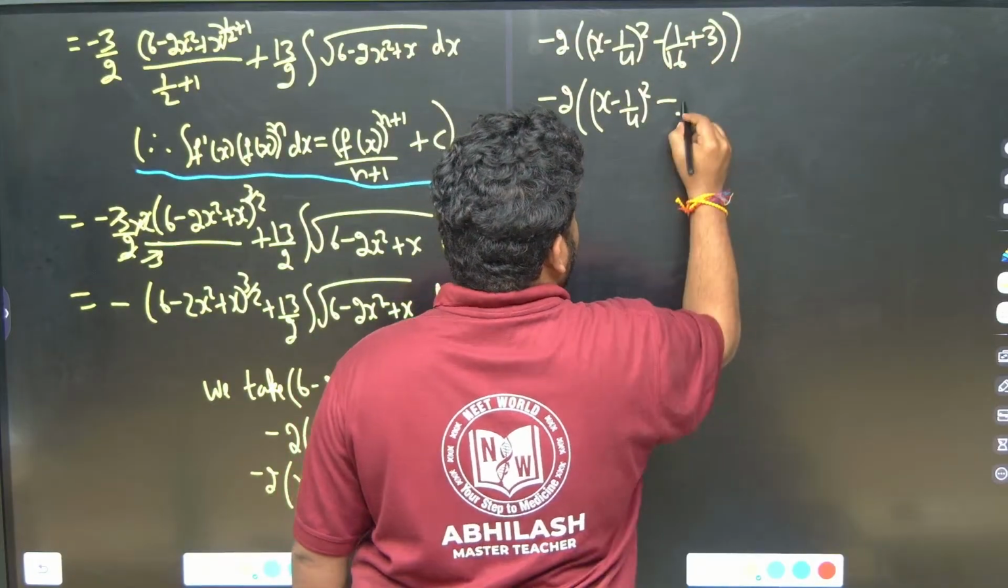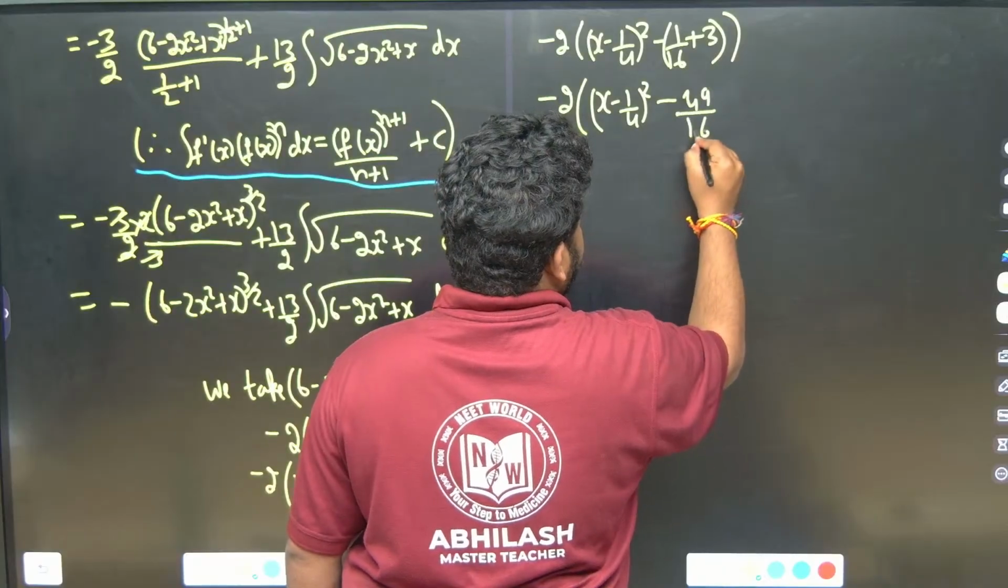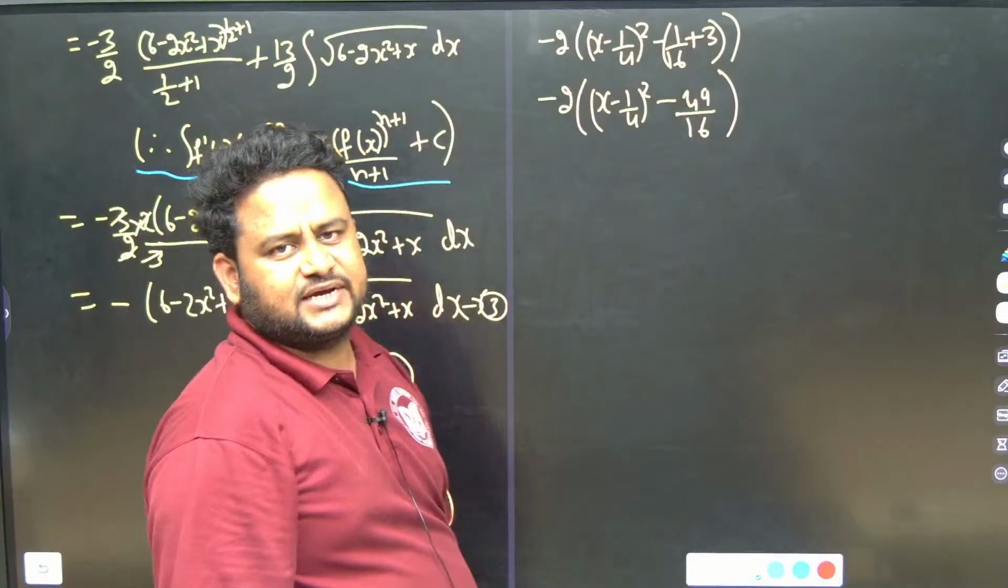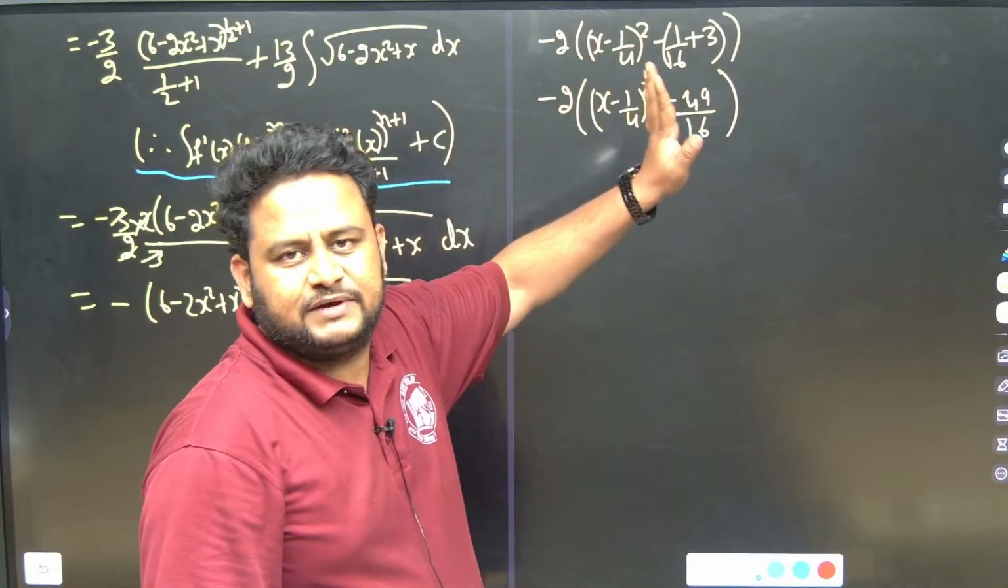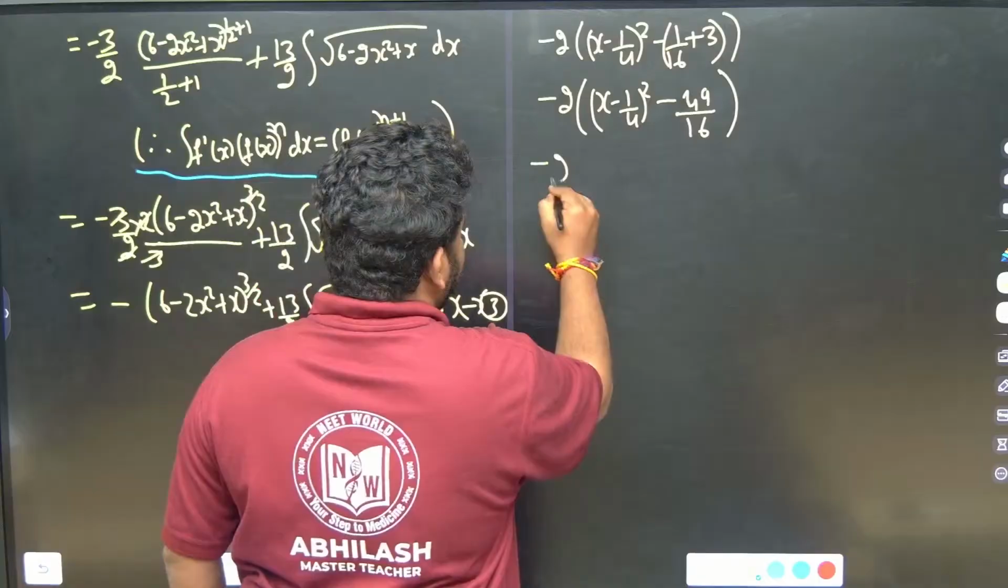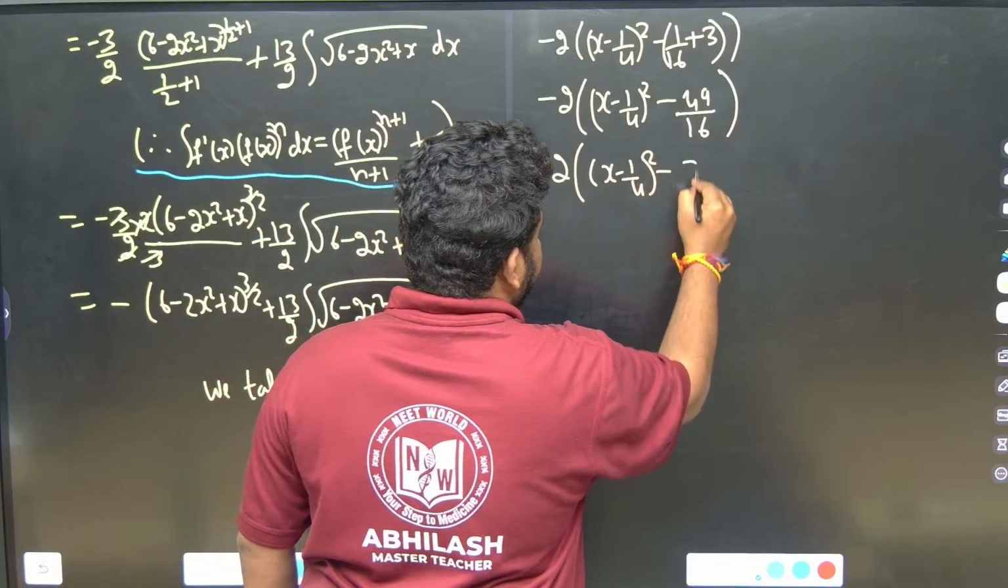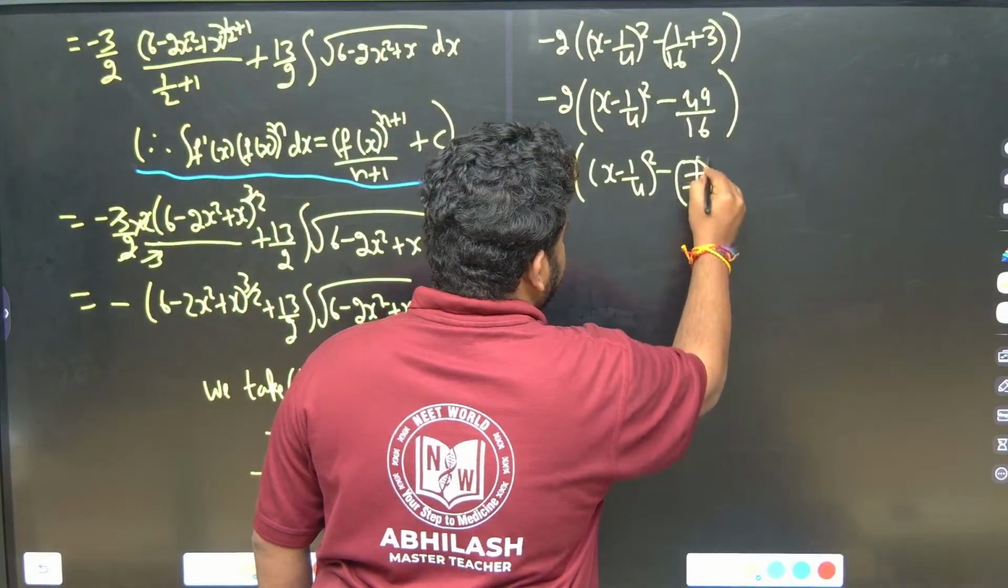I can write it as 49 by 16 here. So this is what I'll have. Now 49 by 16 I can write it as what, friends? 7 by 4 whole square. Correct? So this will become 2 minus 2 into x minus 1 by 4 whole square minus 7 by 4 whole square. This is what I would have.